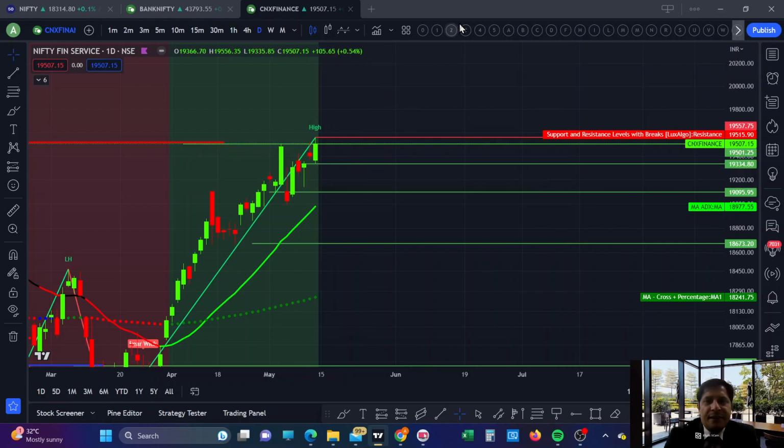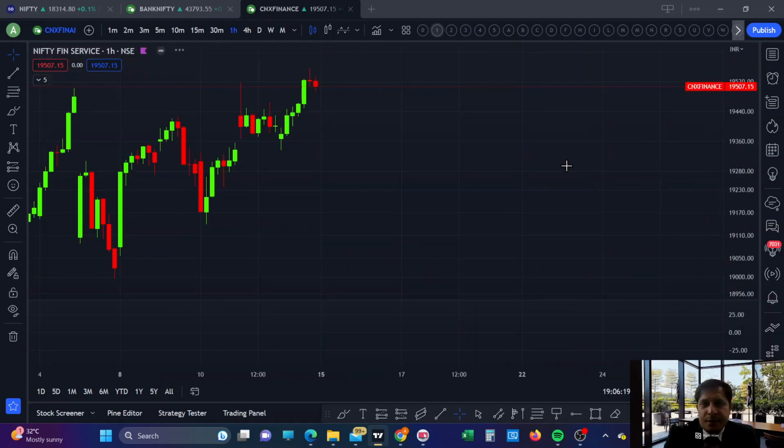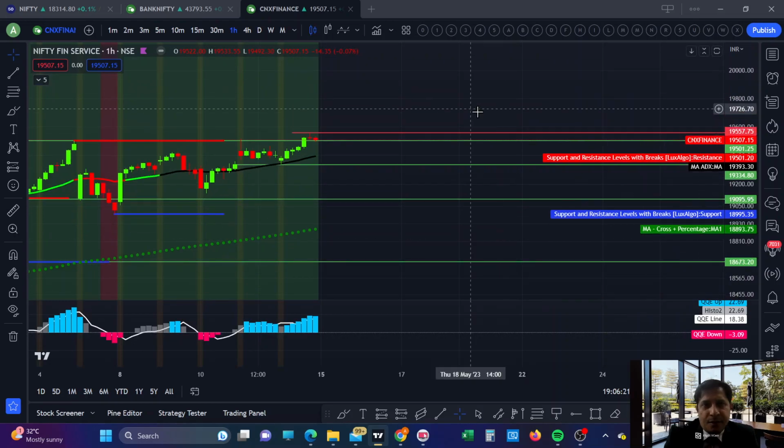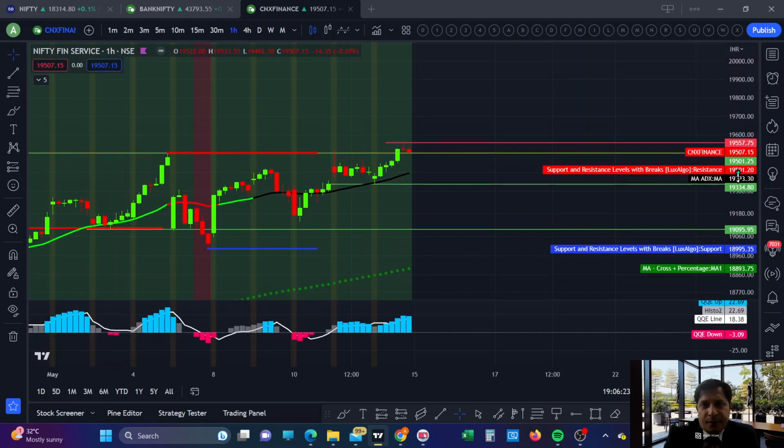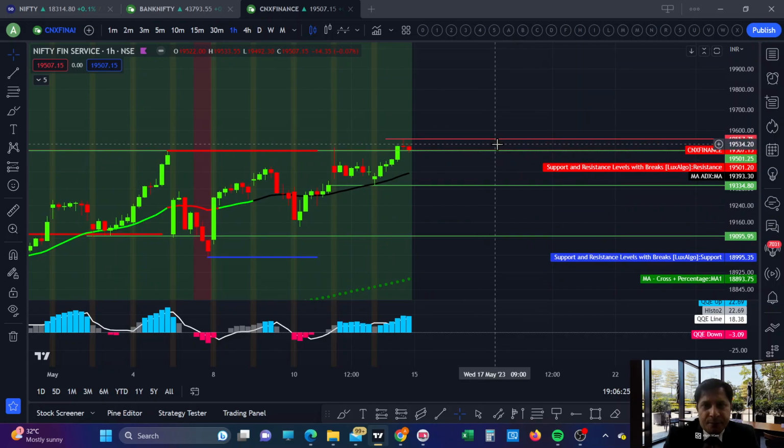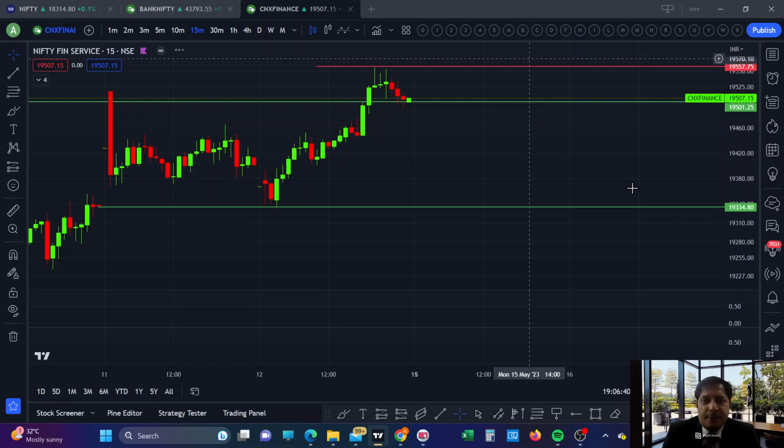Now, Finnifty definitely has a very strong bullish candle. If you look at the trend of Finnifty on an hourly chart, it is moderately bullish. So as we anticipated, it may probably test 19,550, or it may start falling down to 19,300, 350, 400 levels. Okay, now let's quickly look at the pivots.